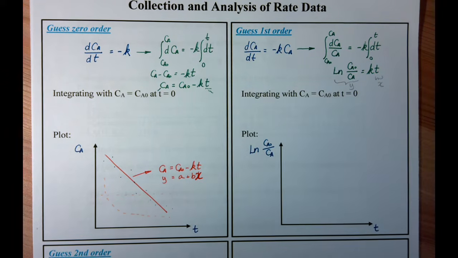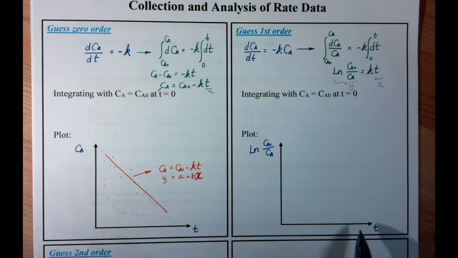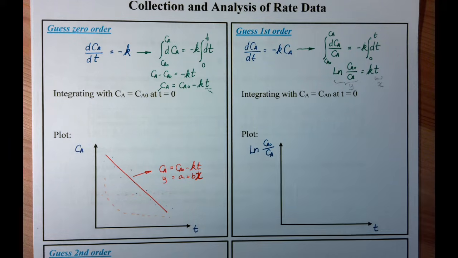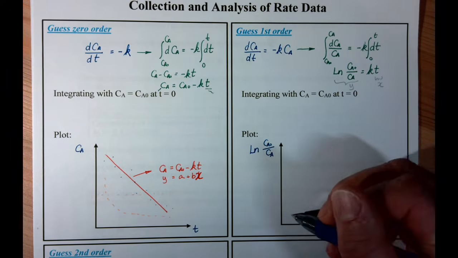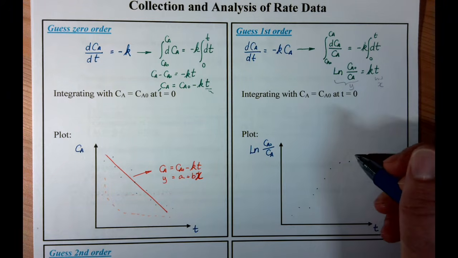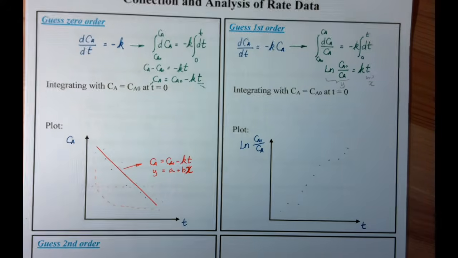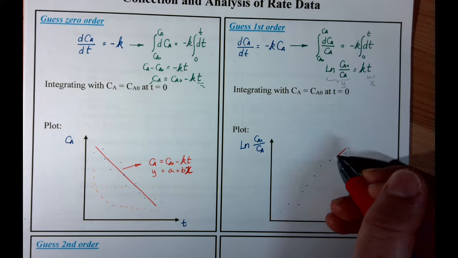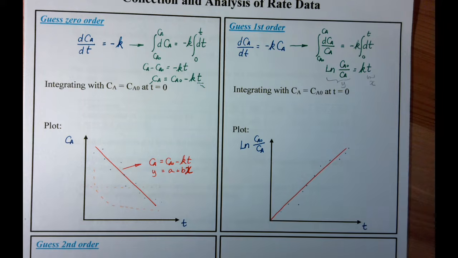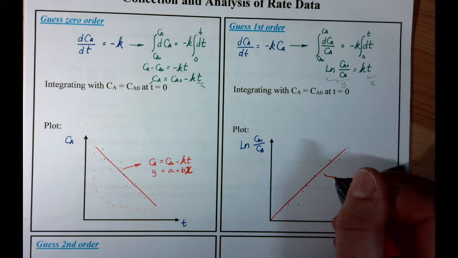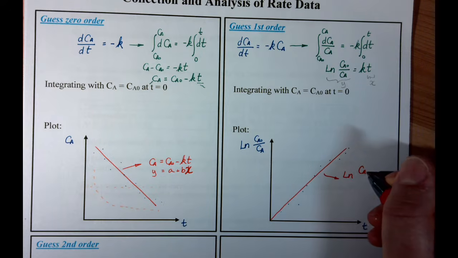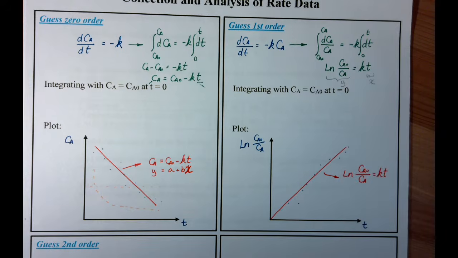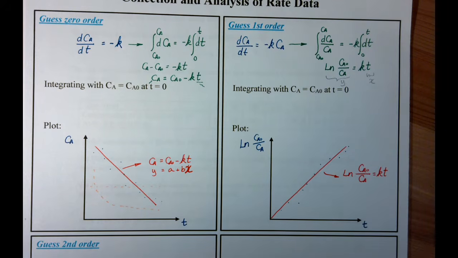I would know what the value of CA naught is, and CA for each time, and I'd use that value of CA for the natural log. And then I'd represent my experimental data. So if these are my points, which fall on a line where the equation of the line would be natural log of CA naught over CA equal to kt, then I'm good. That's my guess.